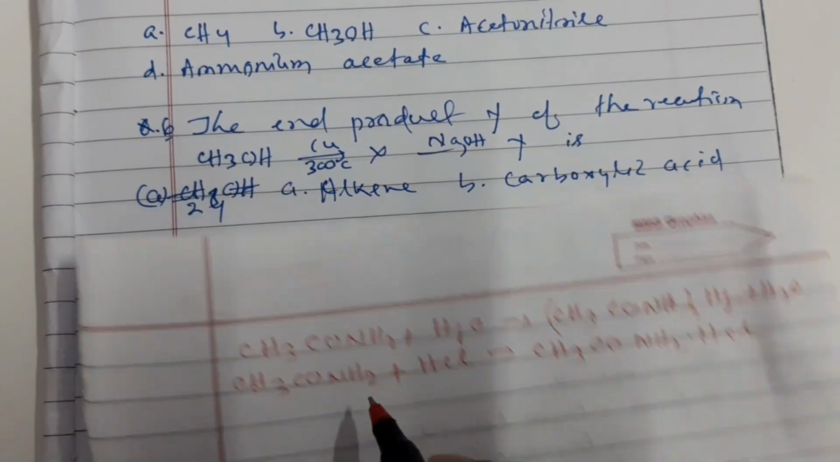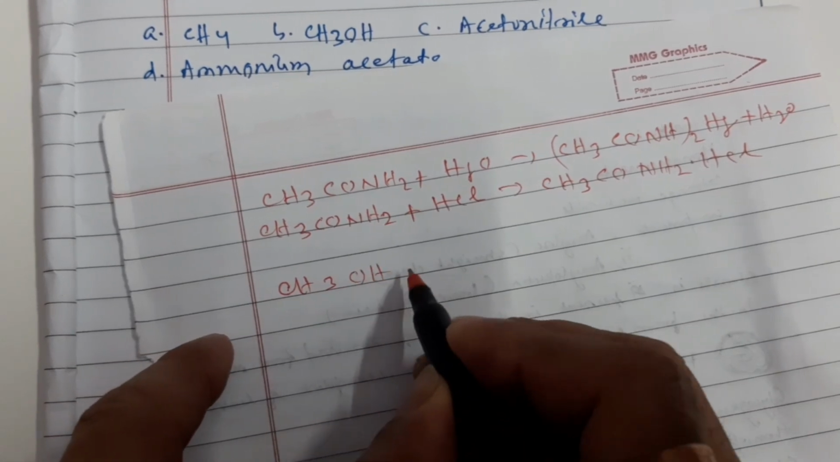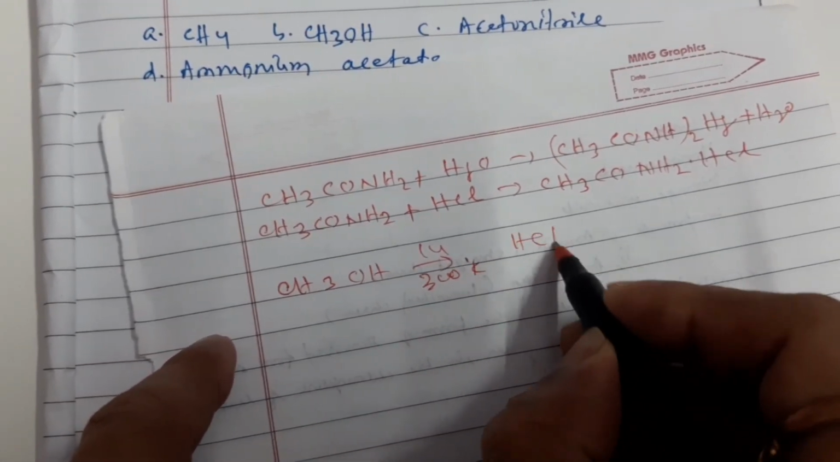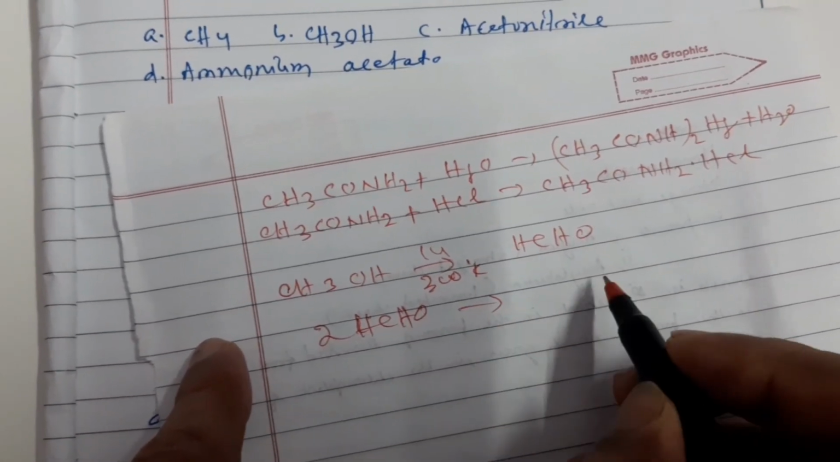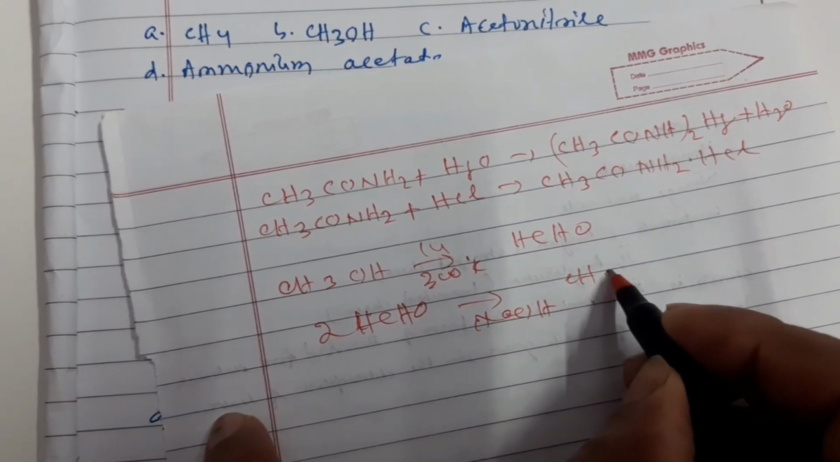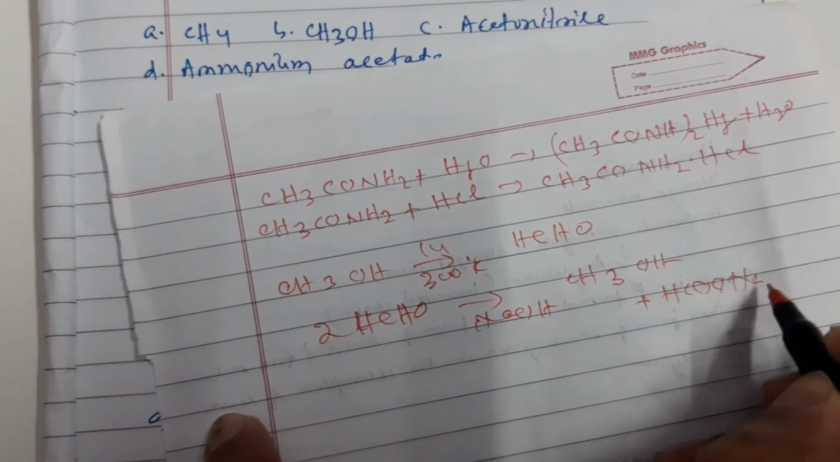See, question number 6. CH3OH with copper at 300 degrees centigrade gives HCHO. Two molecules of HCHO, in the presence of sodium hydroxide, that is the Cannizzaro reaction, will give CH3OH plus HCOONa, the sodium salt of carboxylic acid.